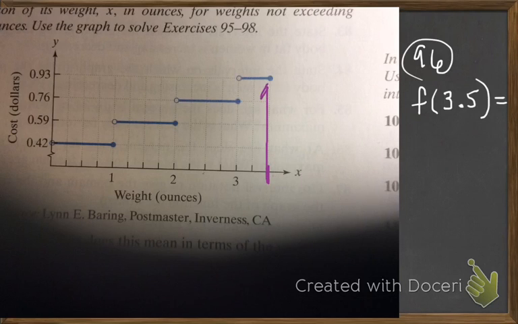And then you're going to go up. And so you're going to answer that question. What is f of 3.5? All right, and that's money, right? And then it's going to ask you, what does that mean? What does f of 3.5 equal 93 cents mean?